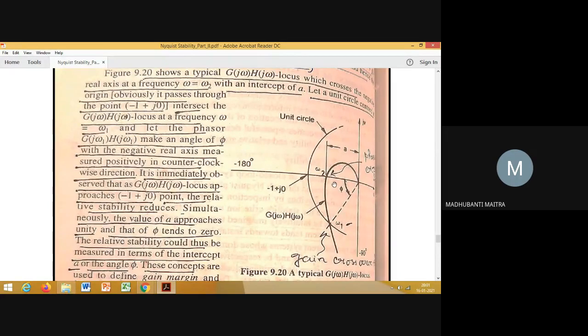Is that clear? This point is denoted by minus A plus j0, as this point is lying on the negative real axis. Hence, the critical point is represented by minus 1 plus j0.